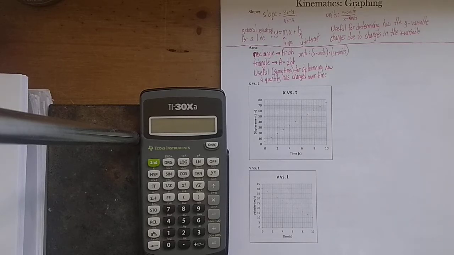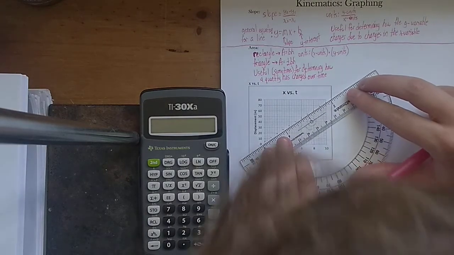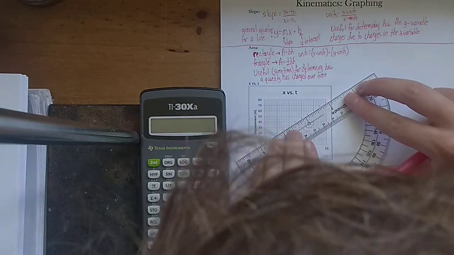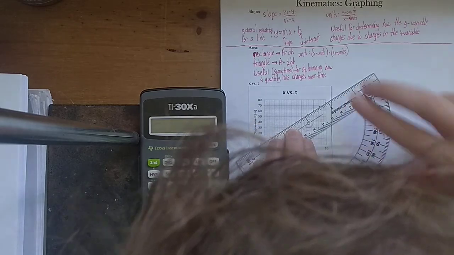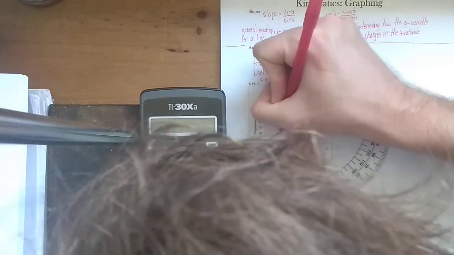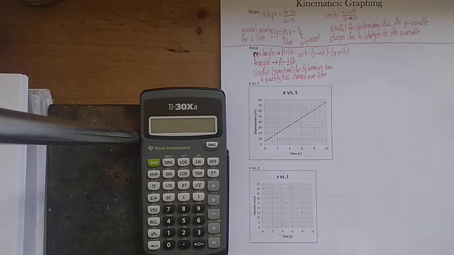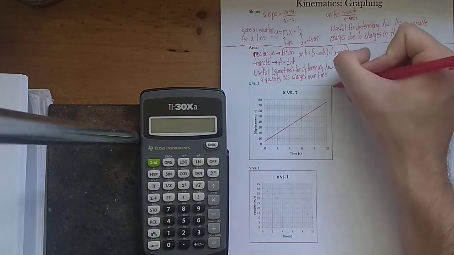Okay, so we have an x versus t graph right here. The first thing I want to do is calculate the slope, and in order to do that, I should draw my line of best fit. So I'm going to put my straight edge down, and I'm just going to draw a line so that we have a line to look at. Okay, there we go. Now, first thing I want to do is calculate the slope.